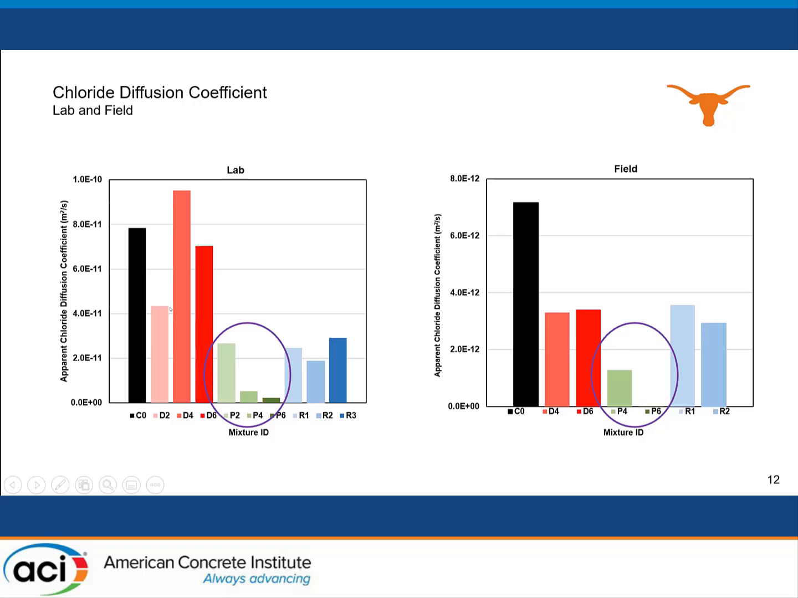For the other samples, this is the nitrite admixture, which was not intended to reduce the diffusion coefficient, but we see that on average it did. It reduced it from the control, which is black, and then the third product, product R, is the blue one.